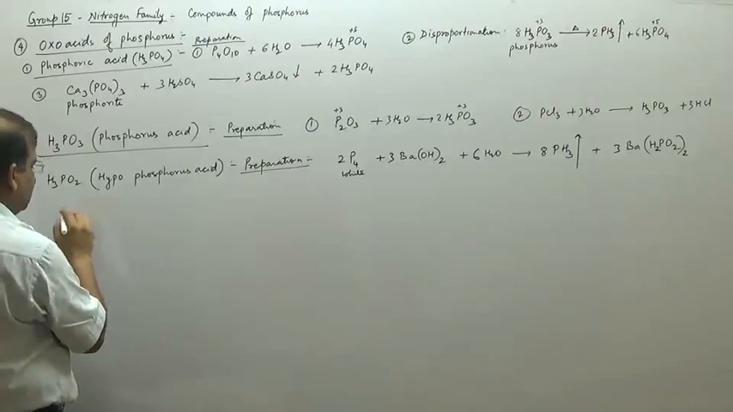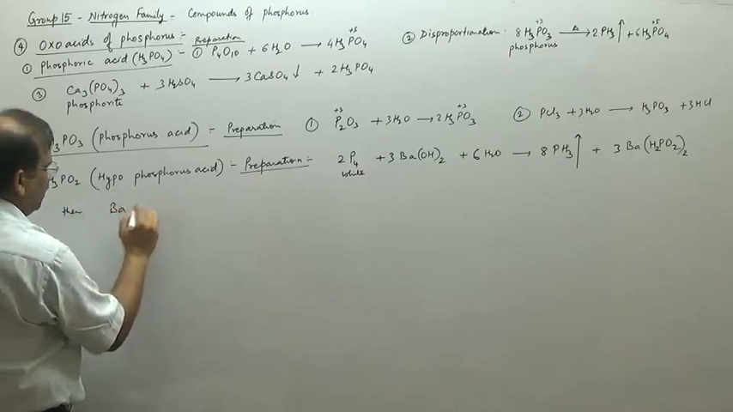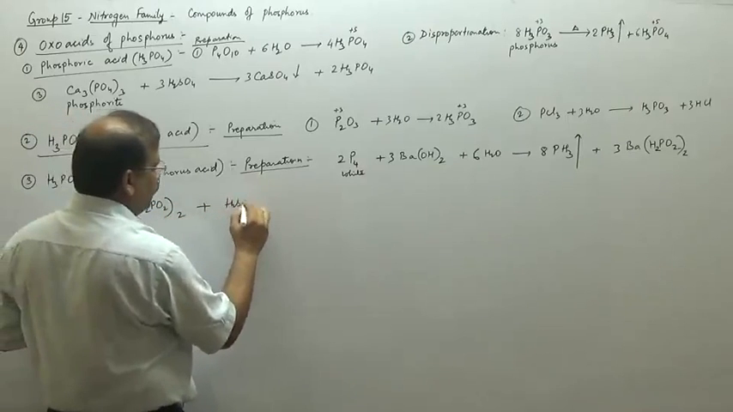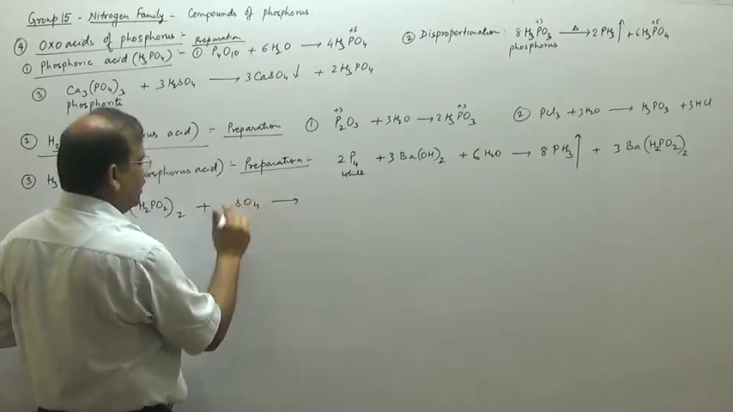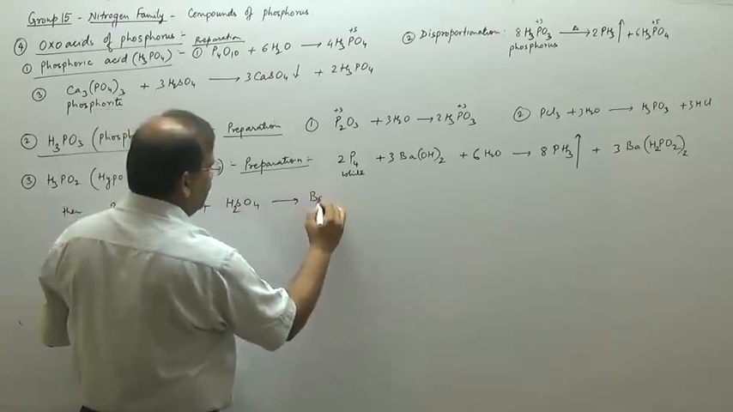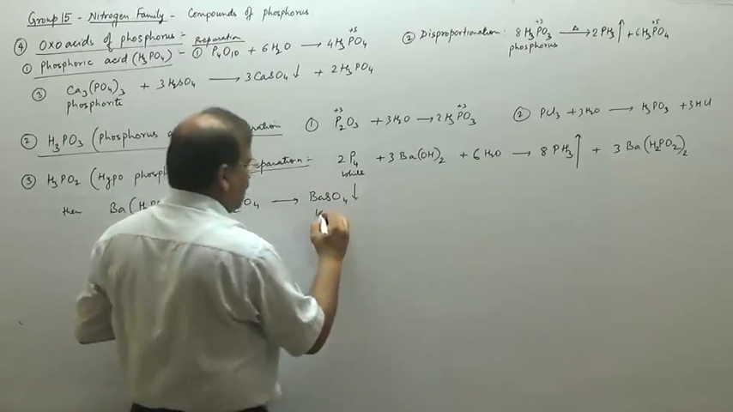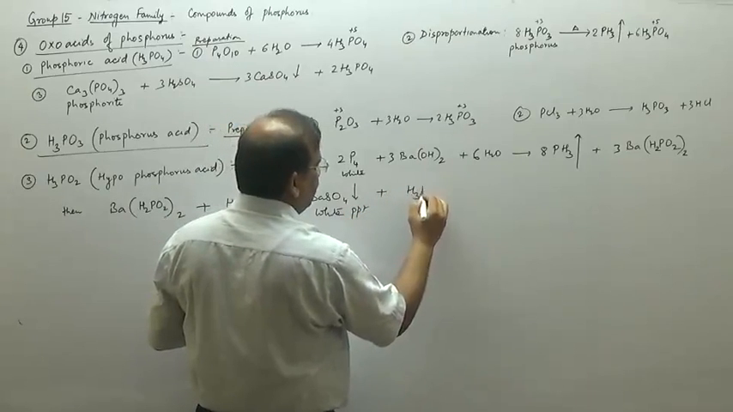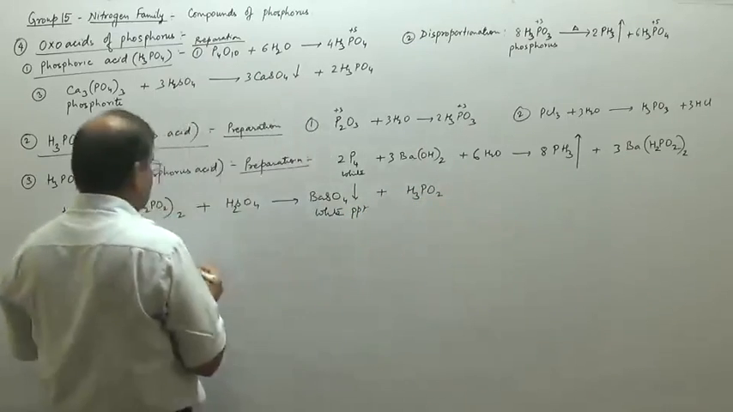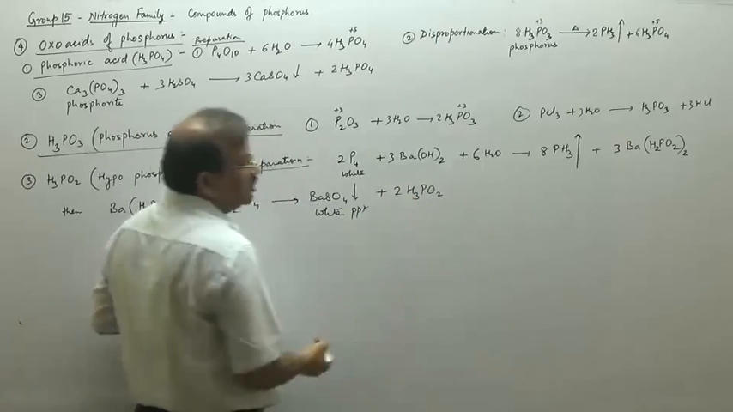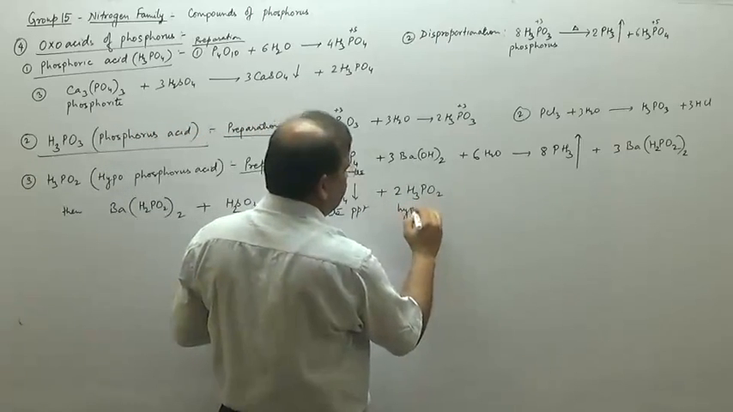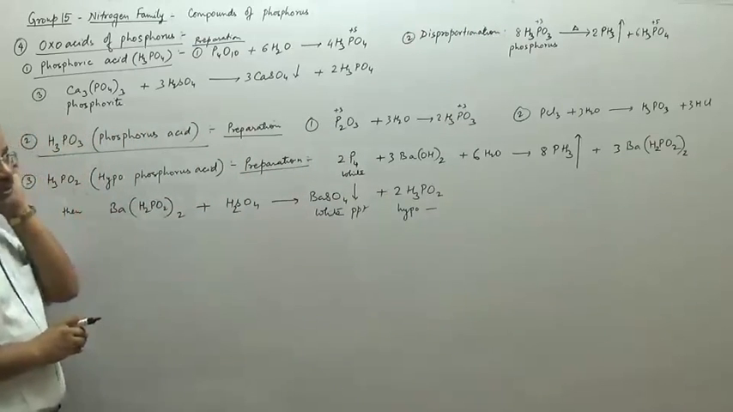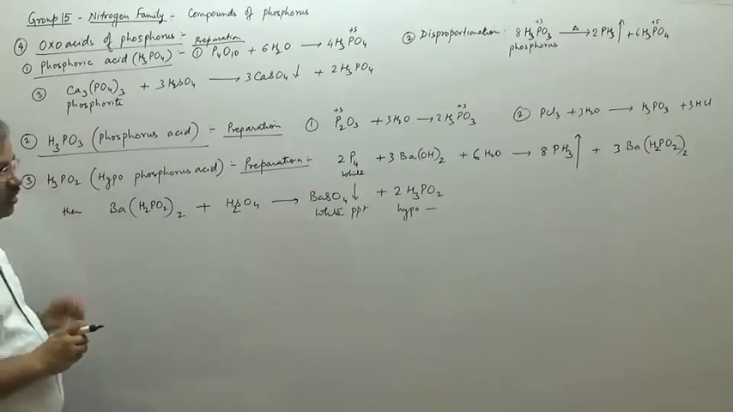So Ba(H2PO2)2 reacts with H2SO4 to give us barium sulfate, which is a white precipitate, and H3PO2 is formed in the reaction. This is hypophosphorous acid. So that is how we are able to write the reactions of these oxyacids.